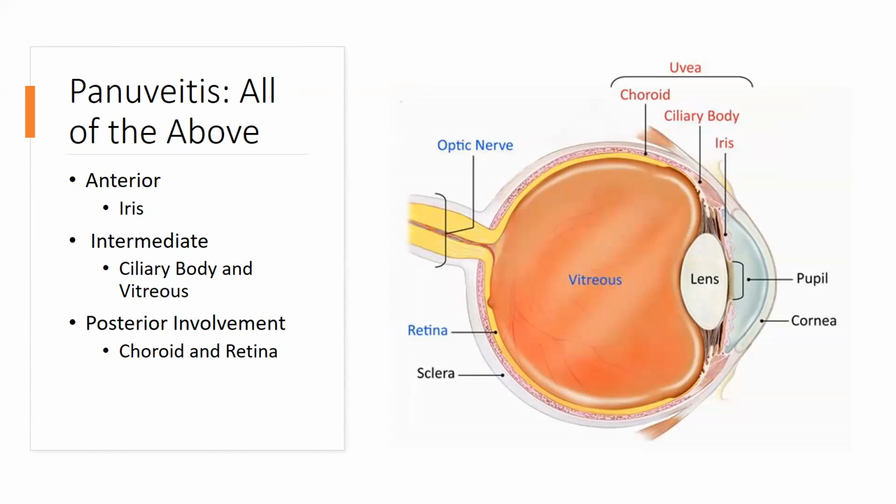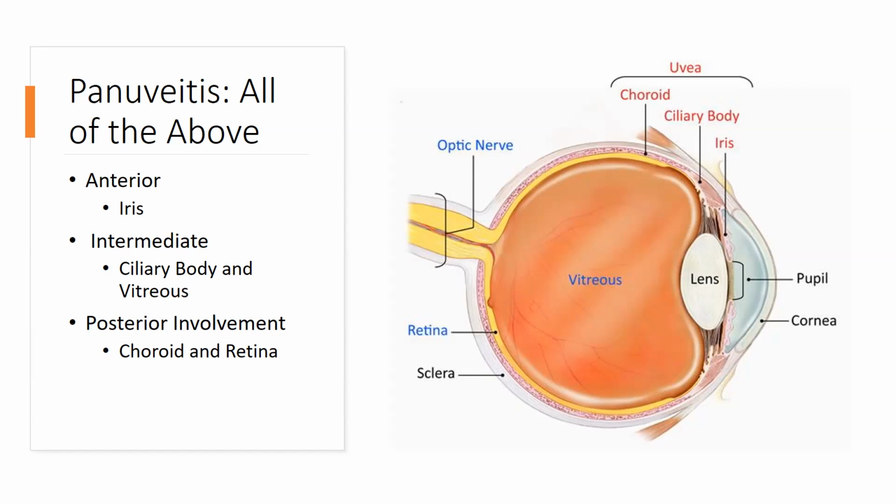Panuveitis is when every single structure of the uvea is involved. This is the iris, the ciliary body, and the choroid itself. Each one of these structures in turn identifies what type of uveitis we're dealing with. If we're looking at just the iris, that is our anterior uveitis, which is affected most commonly in sarcoidosis.